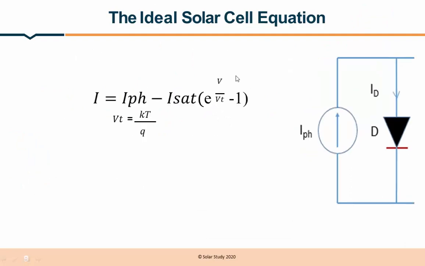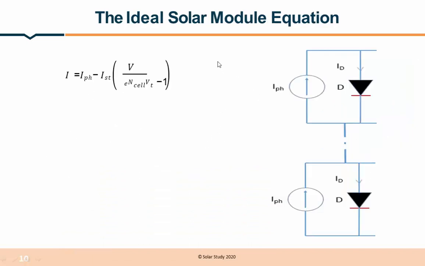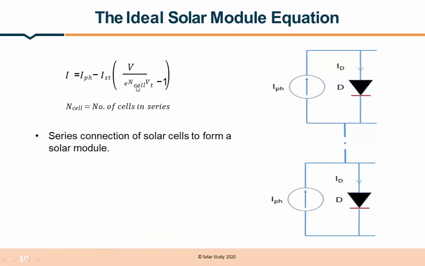As I told, if I want to consider a thermal voltage with some room temperature, I can replace by Vt. It is like the same equation. Now I got the ideal solar cell equation. Now if I connect a number of solar cells like this, I have to just add a number of cells. If I have two cells, I have to put 2 in this equation. If I get 10, I have to add n cell, which is nothing but the number of cells in the series connection. If I got 10, I have to put 10.